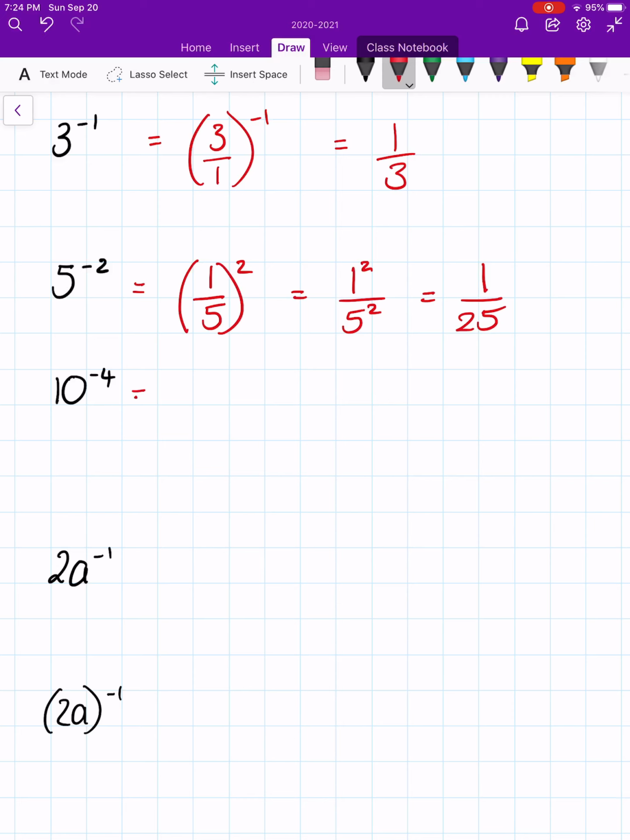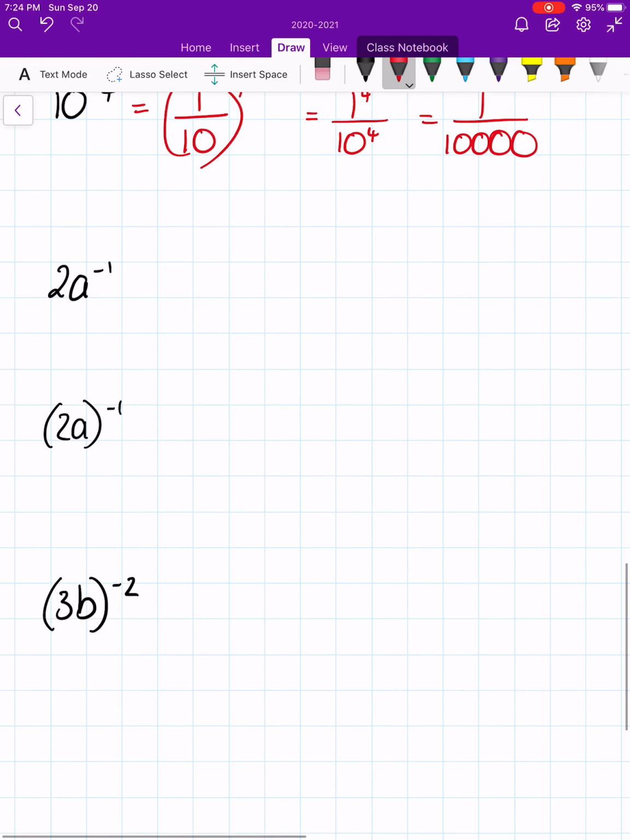10 to the power 4 then. So, 10 to the negative 4. Get rid of the negative, and then raise each number to the power 4. So 1 over 10,000. We can also do this with letters.